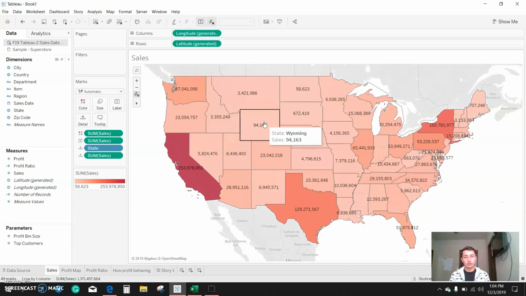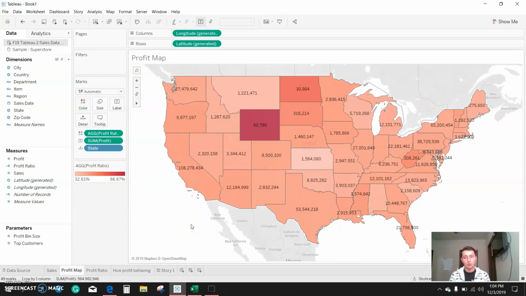Now I wanted to take a look at efficiency, for example, how profitable any given state is. Here on the map, California is no longer the darkest. It's true that they're making the most profit, but their profit ratio is 42%. Earlier, we looked at Wyoming, which was one of the light colors where they weren't selling as much, but on this map it's the darkest color, which means their profit ratio is 66%, which is higher than all the other states.